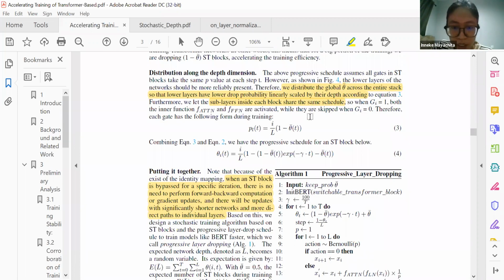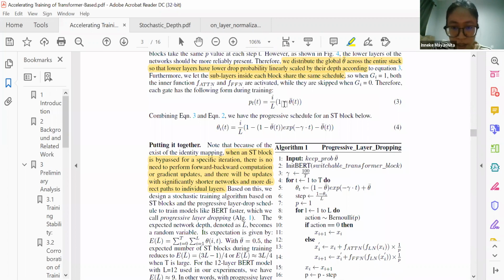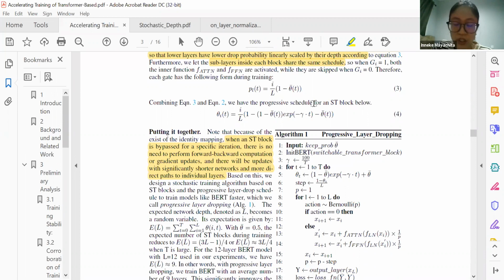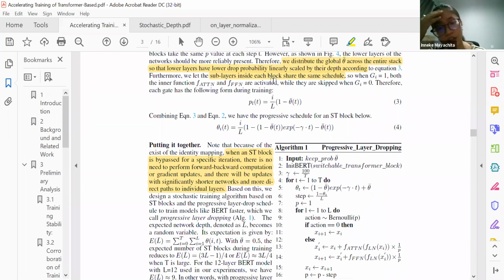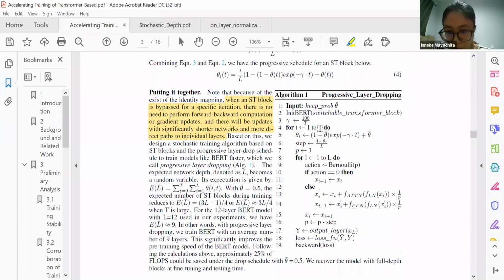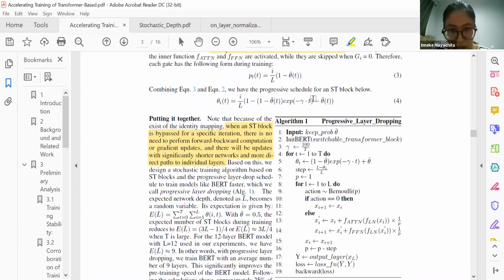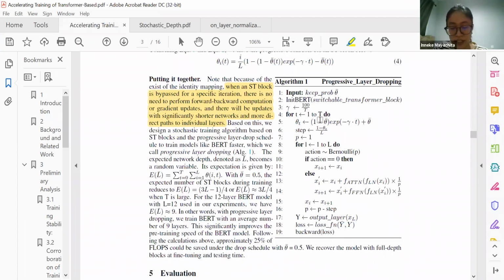So if we look here, instead of using the same probability of layer retaining, they introduce another heuristic, which is just a linear formula to drop the layers. I think it's also worth looking at these pseudocodes. I find it more clear to understand what they are trying to do.